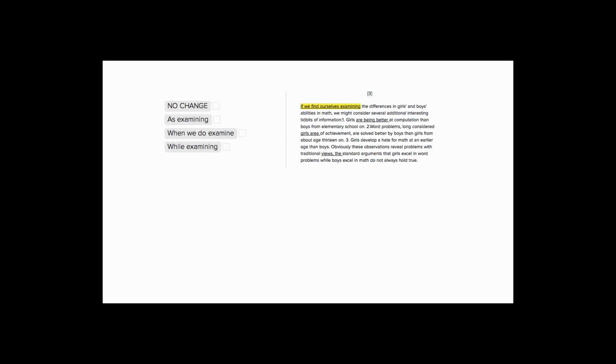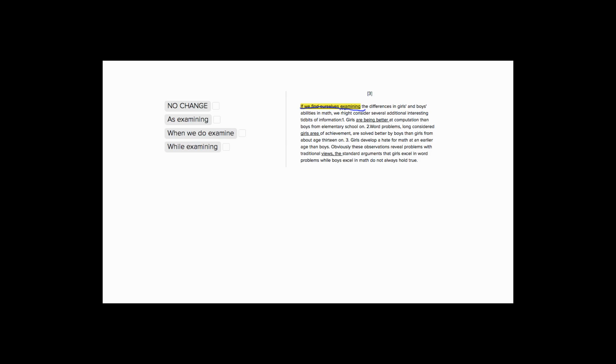This is Sophie Heller, and this is an ACT English verbs question. We see that we have this underlined, "if we find ourselves examining," which already sounds a little bit awkward. So we want to find the right verb in order to express this idea and also just sound less awkward.